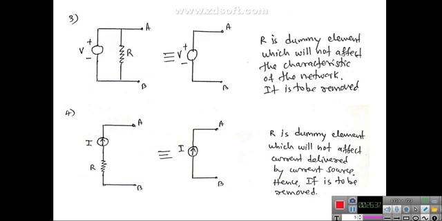And the fourth rule: suppose you have a resistance in series with a current source. Then in this network R is a dummy element because it will not affect the current delivered by the current source, hence it should be removed from the network. For any network having a current source in series with a resistance, just eliminate this resistance and make use of this equivalent while reducing the network.